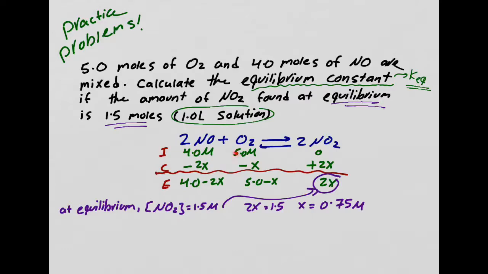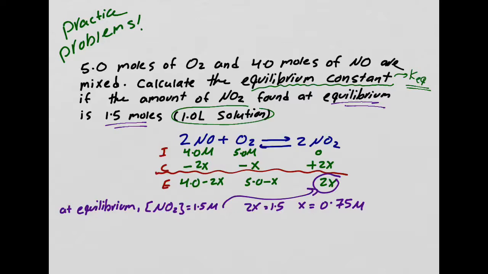Initial, these are the initial concentrations. I have no product at the beginning, and then the change would have to be the reactant disappearing and the product forming. Don't forget the mole ratio, that matters. And then at equilibrium, this is my formula. I don't have K. If I had K, I could just figure out X, but I don't have K.